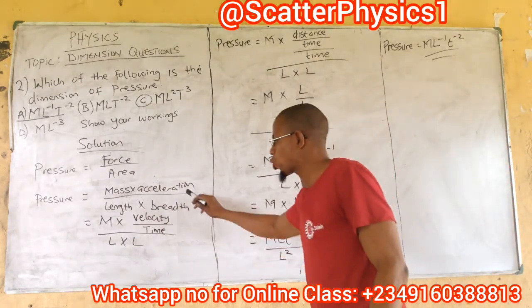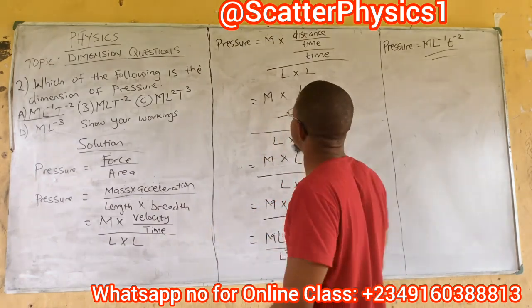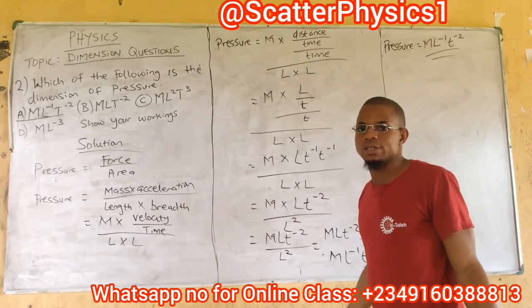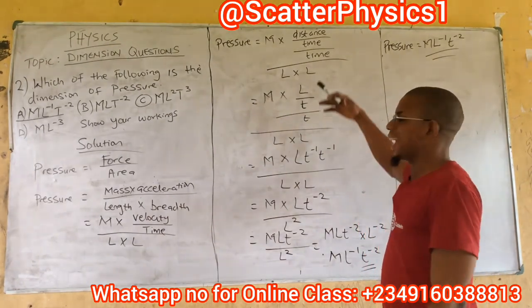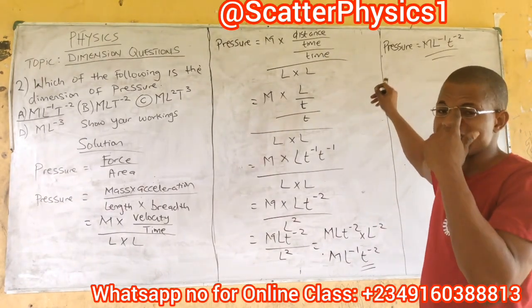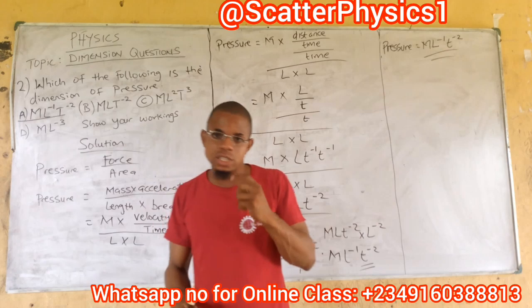Now inside acceleration, we have what? Velocity. And inside velocity, we have what? Distance. And distance does not have any formula. So like this, you break it down until you get the dimension of pressure.